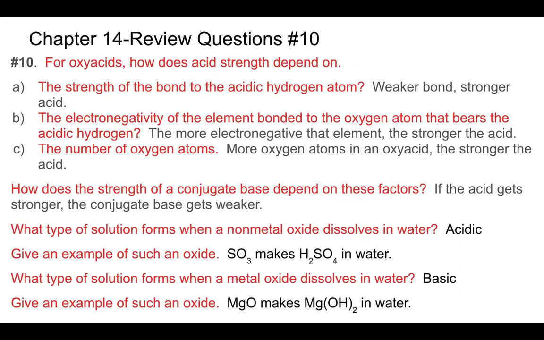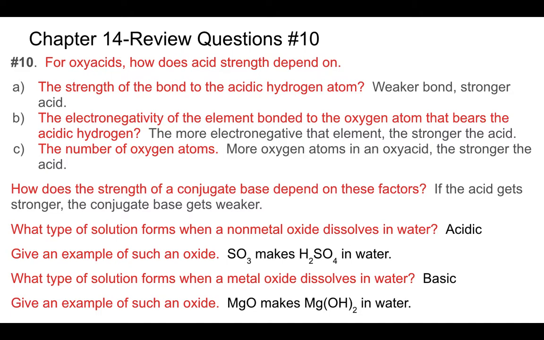Okay, number 10. On oxyacids like sulfuric and nitric and chloric and perchloric, where you've got some element, some oxygen surrounding that element, and then some hydrogens coming off of those oxygens, how does acid strength depend on the strength of the bond to the acidic hydrogen atom? We call that acidic hydrogen atom the labile proton. So the strength of the bond to the labile proton, if it's weaker, it's easier to pull the H plus off, then it's a stronger acid.